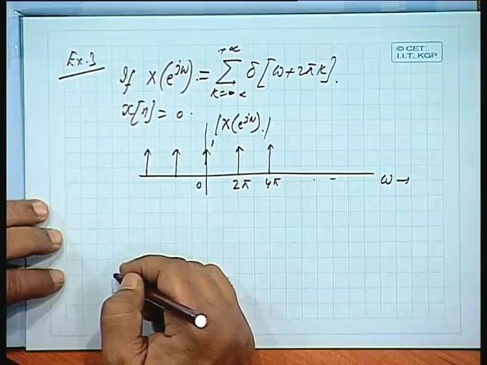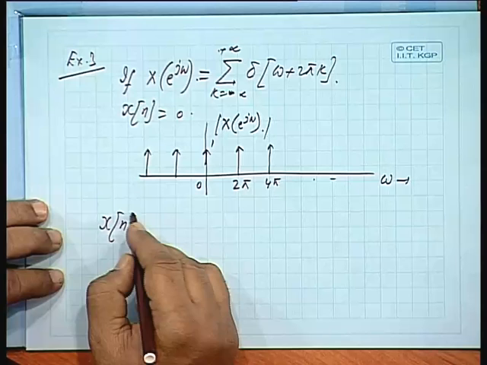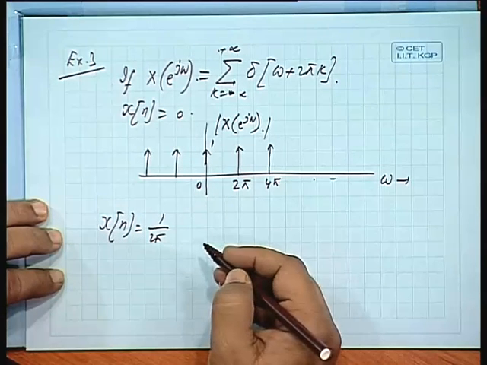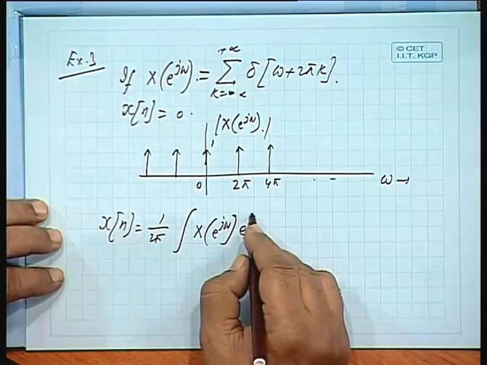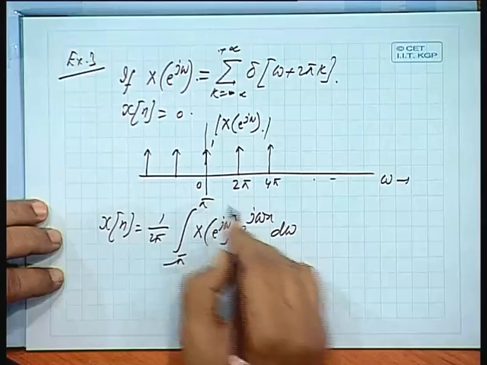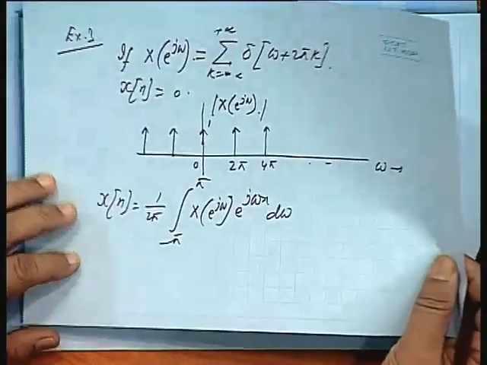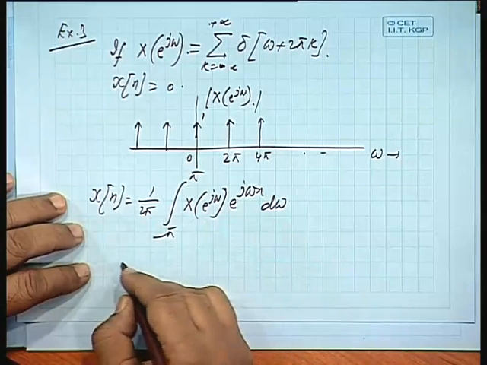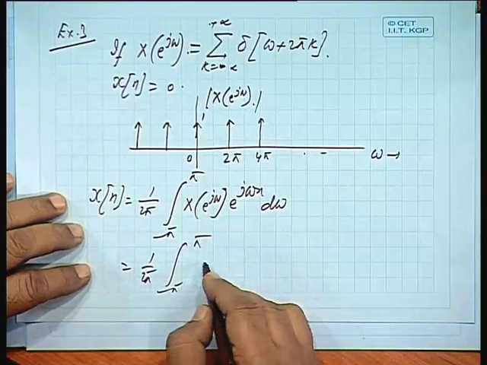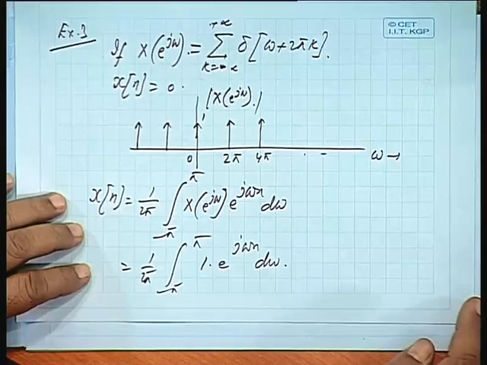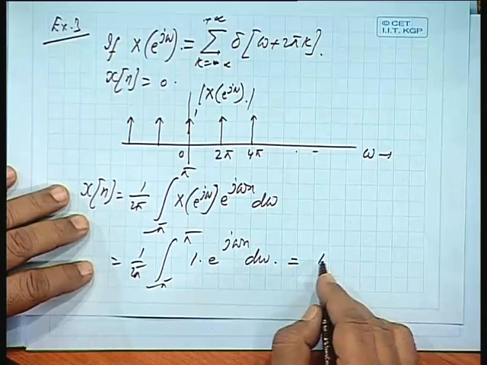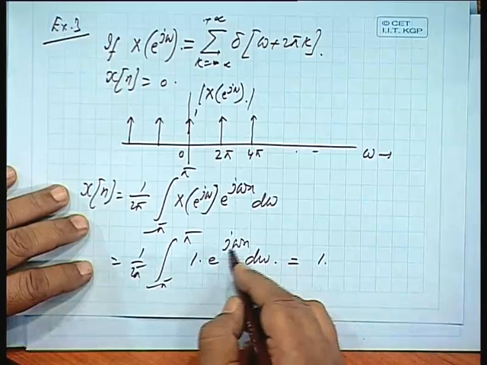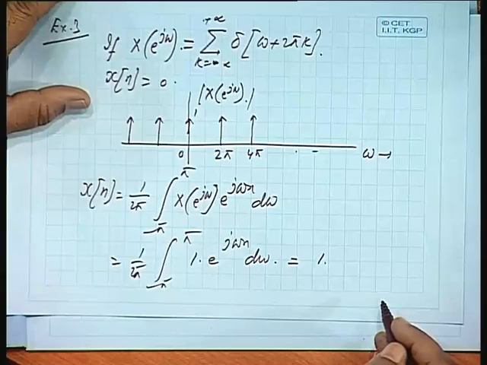What will be x[n]? Now, how do you compute x[n]? x[n] is 1 by 2π, you integrate X(e^jω) e^(jωn) dω from minus π to plus π. Okay. So, in one period this is coming only once, so how much is it? It will be 1, and e^(jωn) does become 1. Let us see what it means.